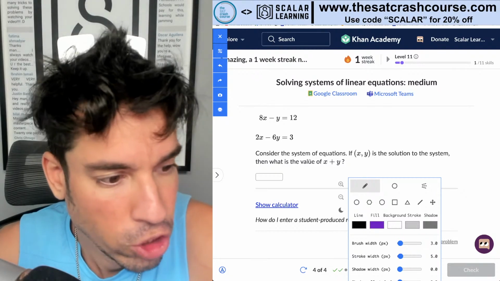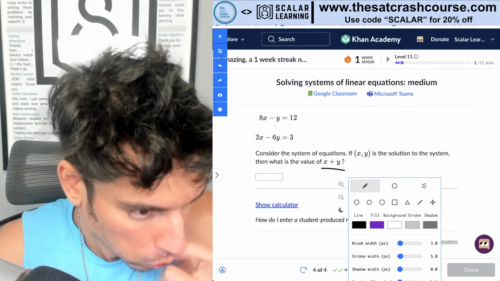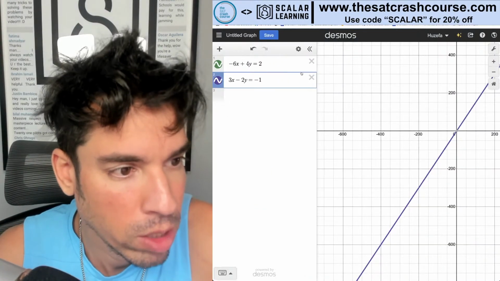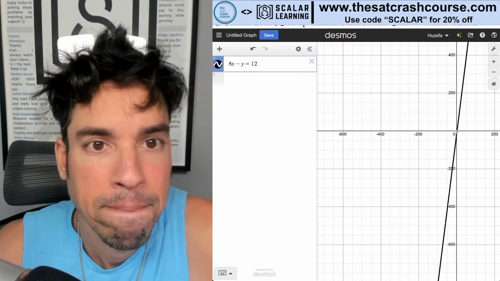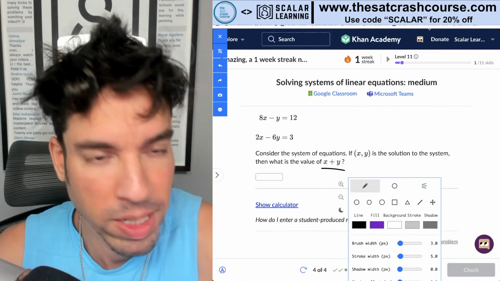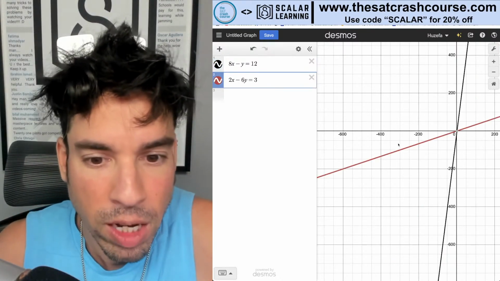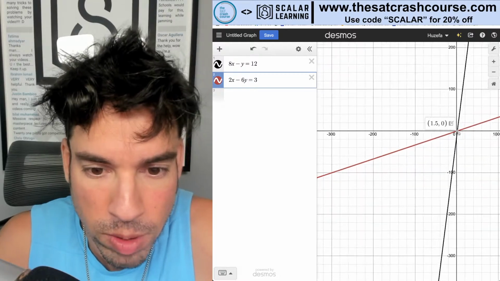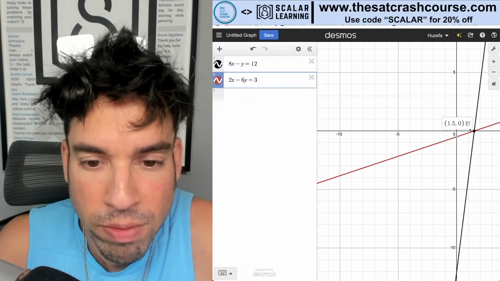Okay, consider some equations. What is the value of x plus y? Let's do this one in Desmos. Okay, so we're going to put in both equations. 8x minus y equals 12. And we're going to put in the second one, 2x minus 6y equals 3. And we got our nice solution, which is here. Let's zoom in a little bit. Sorry, it's right there, which is 1.5 comma 0.